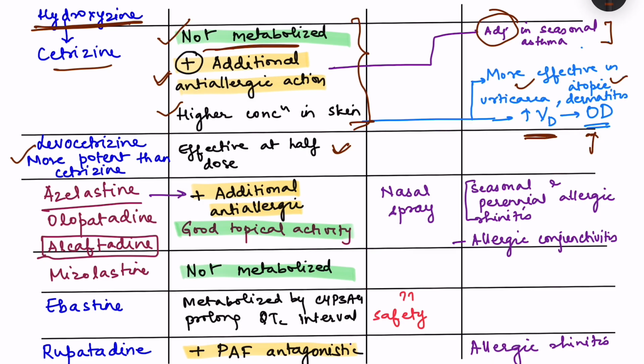Then we have other drugs like azelastine, olopatadine and alcaftadine. Actually, all these three have good topical activity. Azelastine has additional anti-allergic action. Okay, so cetirizine has additional anti-allergic action, it decreases leukotrienes and PAF action. Azelastine also has additional anti-allergic action, and that is why this azelastine is used as nasal spray.